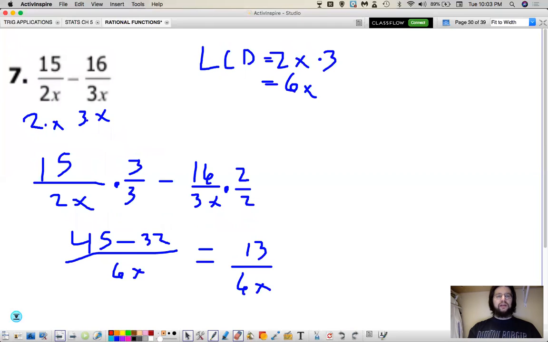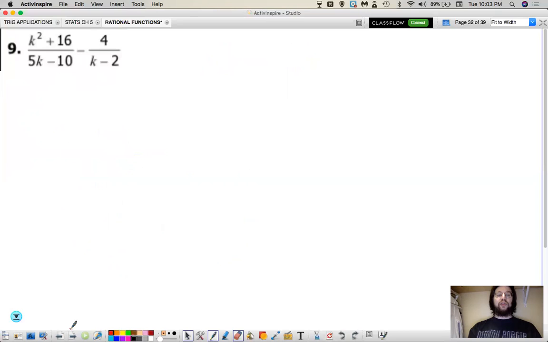Here and here, we had monomials. Now, we're dealing with binomials in the denominator. To find your LCD, factor first. Denominators, not numerators, just denominators. Factor your denominator. Okay, this one, I'm going to just do it right underneath the problem. They've got a GCF of 5. Oh, hey, look at that. That makes our lives a lot easier.